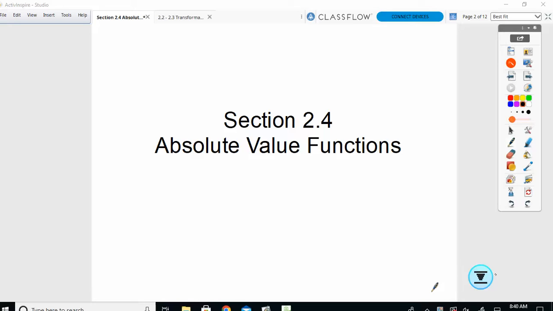Makes everything positive. Essentially what it does is it gives you the distance from 0, and a distance is always positive. When I'm talking about the distance between Monroe City and Hannibal, that's the same as the distance between Hannibal and Monroe City. It's not one positive and one negative. So distance is positive. That's why absolute value makes everything positive.